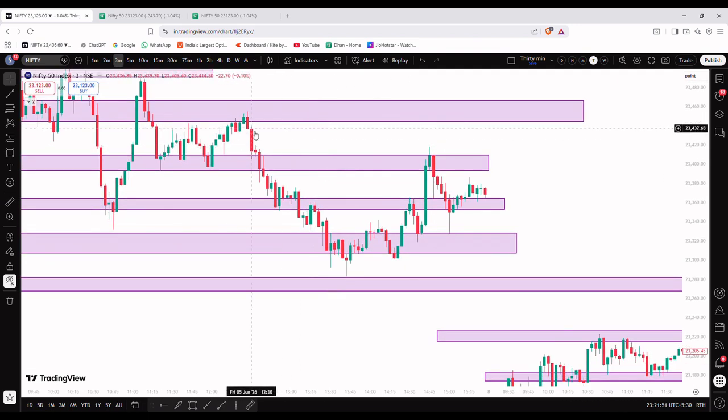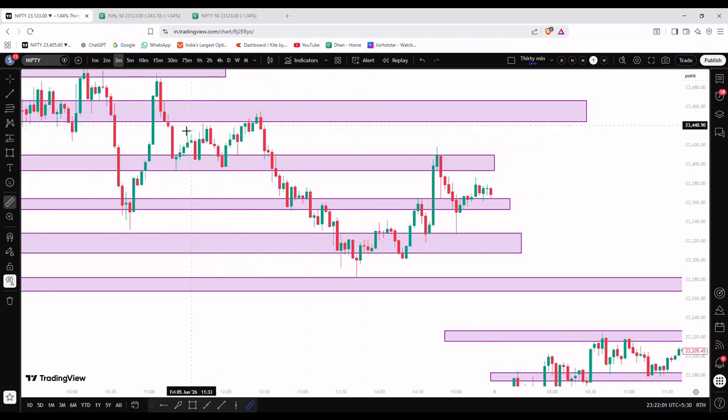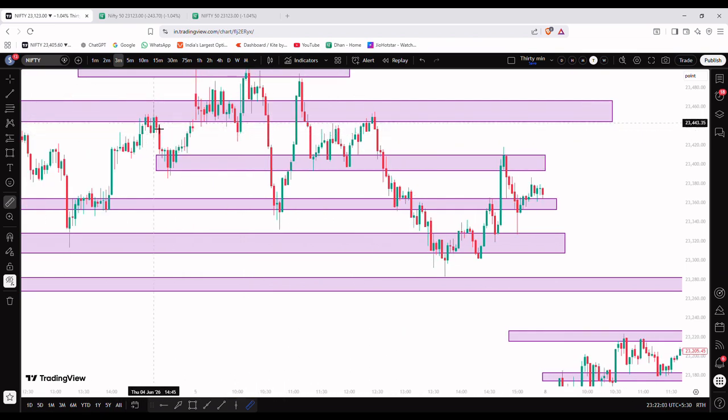So what happened? It started falling here and took a rejection. You could have taken a trade here, because it came towards this rejection level, and multiple times it had taken rejection in the past also.